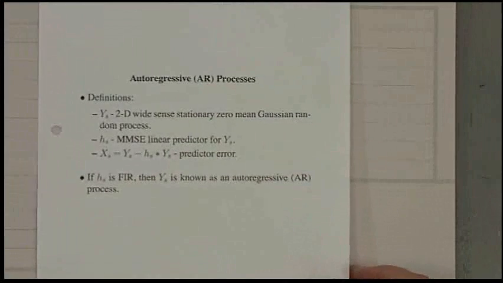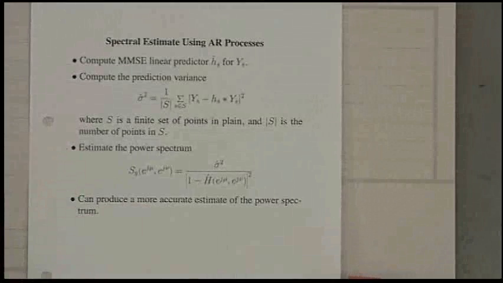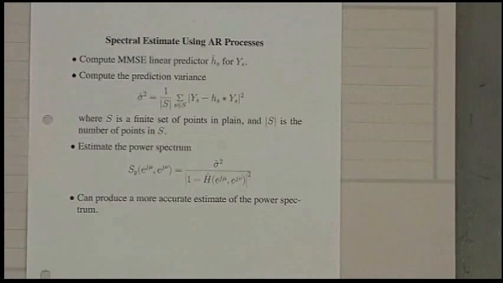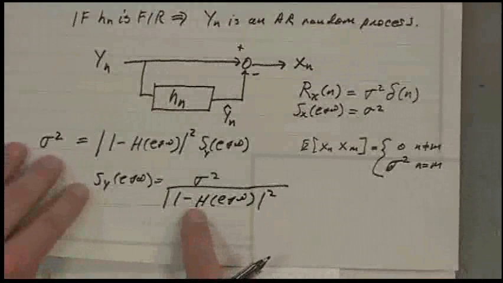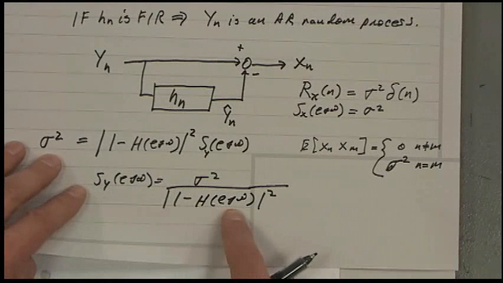I think I'm going to skip the rest of this because I just talked about it. These are just the formal notes that explain what I just explained, okay? Now, you can also use this as a method of doing spectral estimation because, remember, we had a formula here for the power spectrum of Y. So if you estimate the prediction filter coefficients, this gives you a way of estimating the power spectrum.